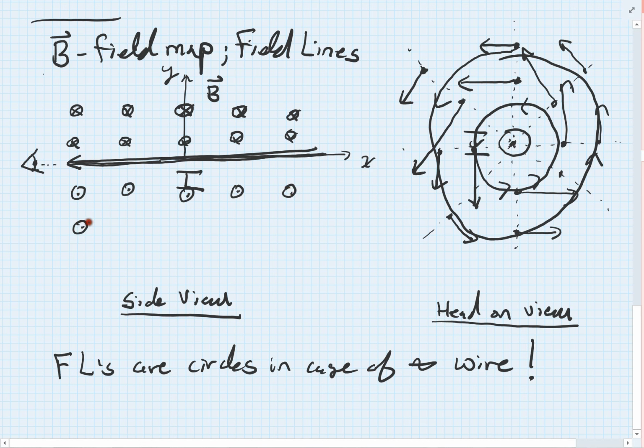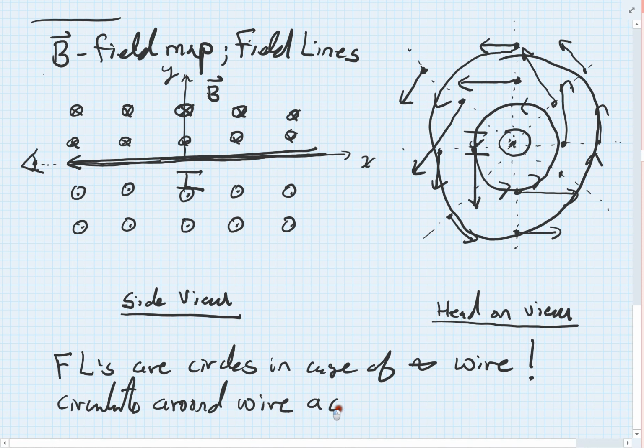But there are, of course, two different ways I can draw circles to circulate around my wire. The circles are all centered on the wire, but they could have gone in two different directions, basically either clockwise or counterclockwise. And the way we can tell which way they circulate is, they are circles in the case of a wire. They circulate around the wire in one of two directions. And that's determined by the right-hand rule. So according to right-hand rule number 2.